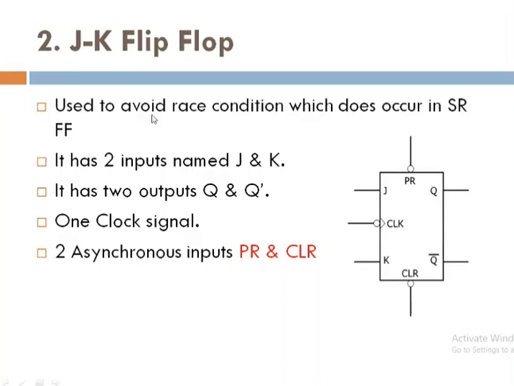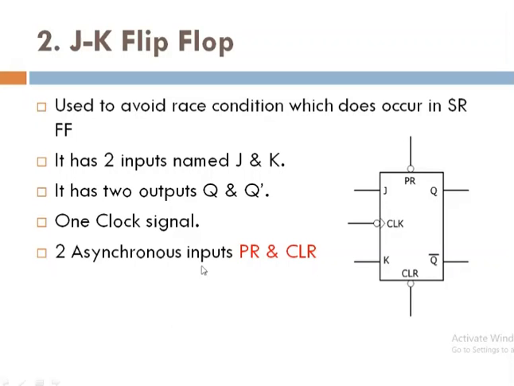We need to avoid the race around condition. It is called a race condition or race around condition, which does occur in the SR flip flop. So we need to avoid it. This condition occurs in SR flip flop when S and R values are both 1, both having a high value. Then the race around condition occurs, either in simple SR flip flop or in clocked SR flip flop. In both SR flip flops it occurs.